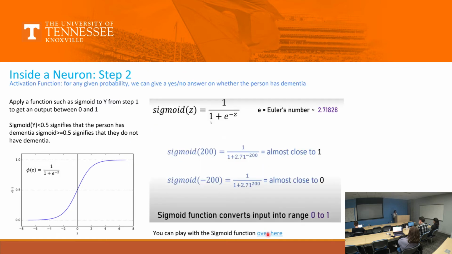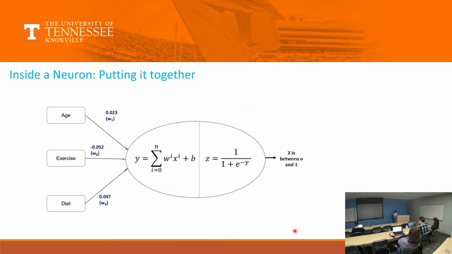Now, this is one thing that's very interesting: you can play with the sigmoid function. I will go back in the next slide. Your overall neuron looks like this right now. You have an age, you have an exercise, you have a diet, right? And I give this as an individual Excel sheet, and it is trying to calculate for a case.